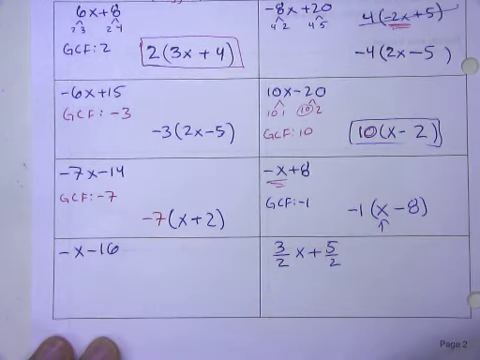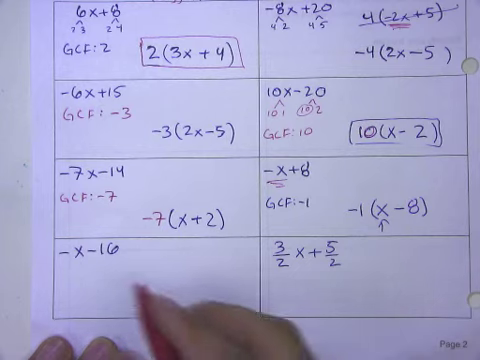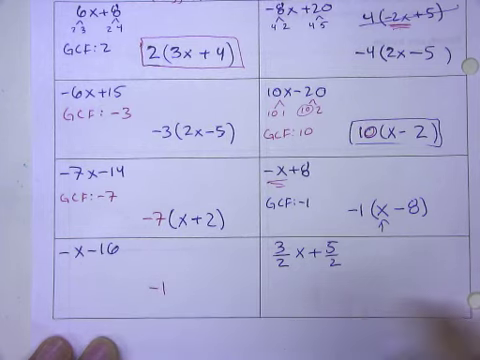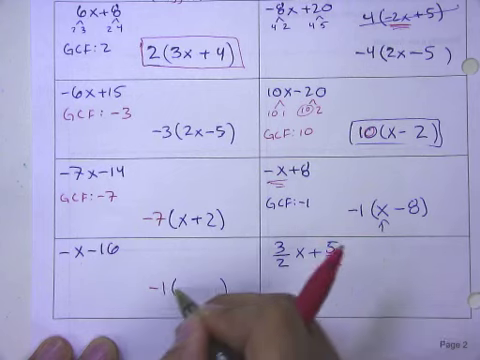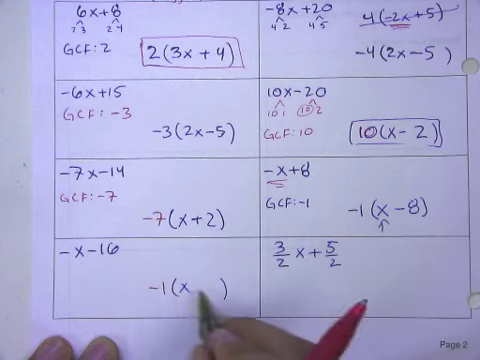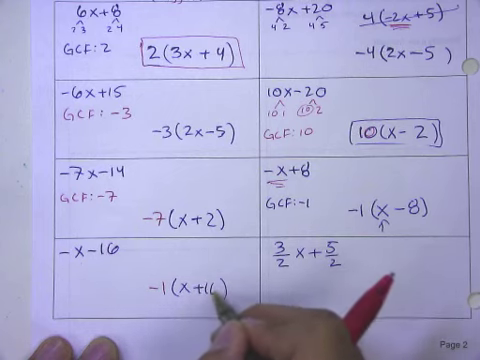We're going to see the same thing happen in this next one. Again, pause it if you haven't done it. If you have done it, it's going to be negative 1 times positive x, and then to get that negative 16, we're going to have positive 16.